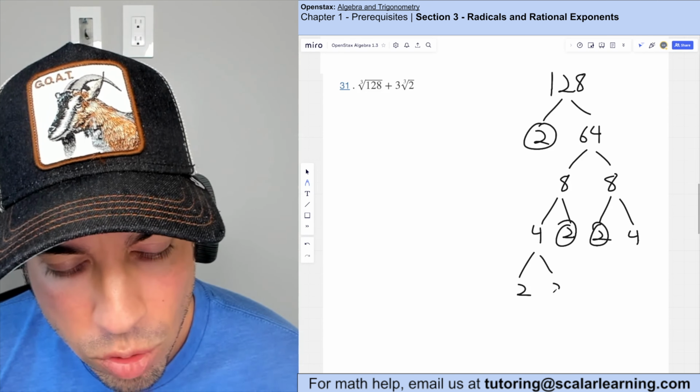So once again, since I'm taking a cube root, I'm looking for triplets. So I see 3 2's there. That comes out. I see another 3 2's, and that comes out. And as they come out, they multiply each other. So then I get 4 cube root of 2 plus 3 cube root of 2. Again, now since we have the same radicals, we can add the 4 and the 3, just like if we were adding 4x plus 3x. That gives us 7 cube root of 2 for the win.